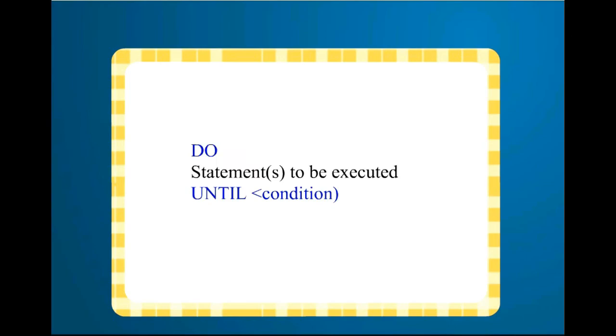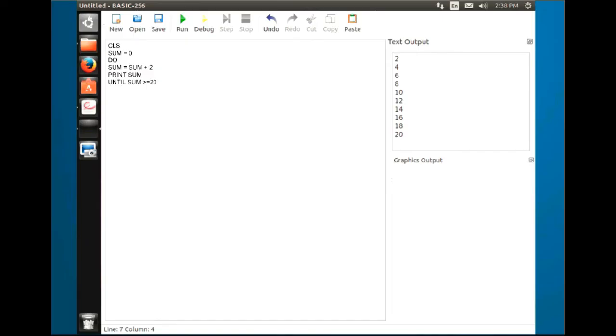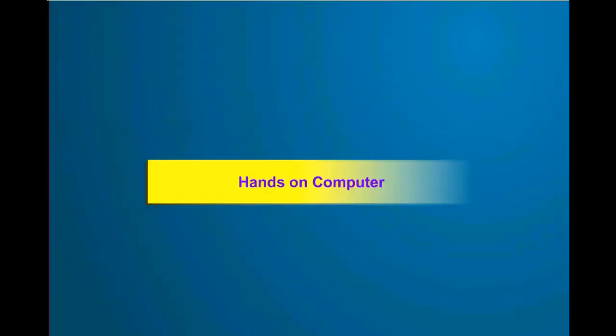Now the program: printing all the even numbers between 1 to 20. CLS, sum = 0. Do, sum = sum + 2, print sum, until sum is greater than or equal to 20. Now the output will be 2, 4, 6, 8, 10, 12, 14, 16, 18 and 20.